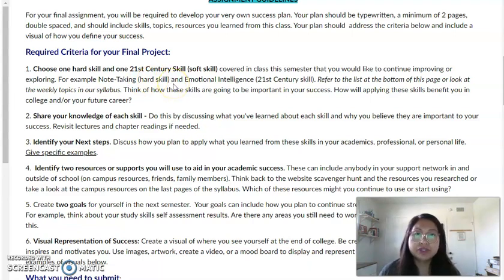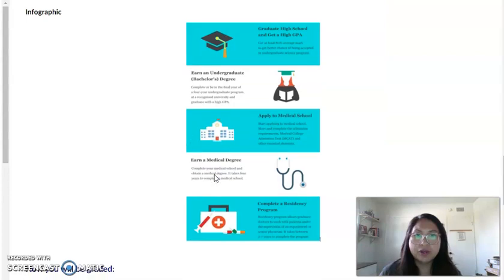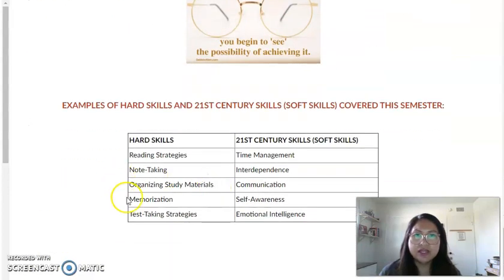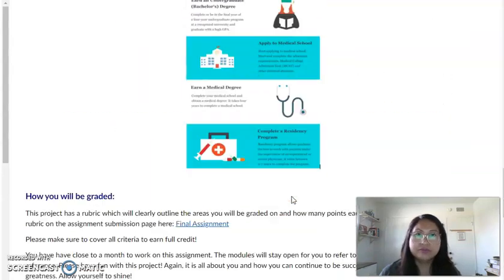Now, if you're wondering what other hard skills and soft skills we covered, or you just don't remember, if you scroll to the bottom of this page, you'll see that I listed examples of what we covered as hard skills and 21st century skills. So it's a quick reference for you in case you need it. You can also refer to the weekly modules and our class syllabus if you need to.